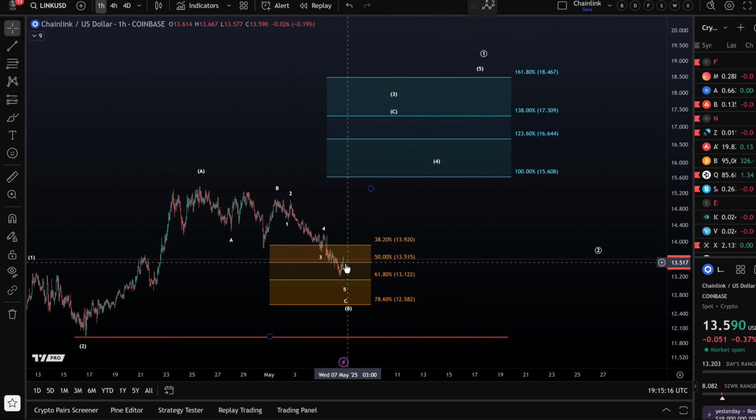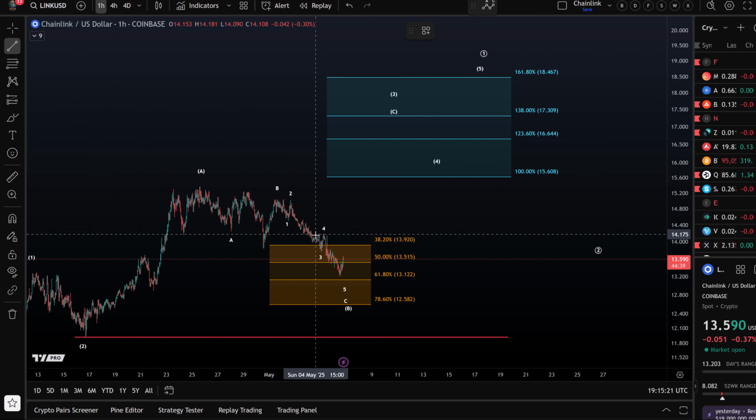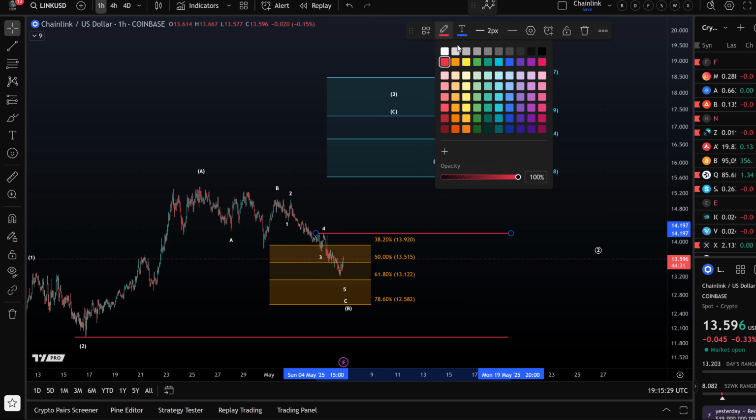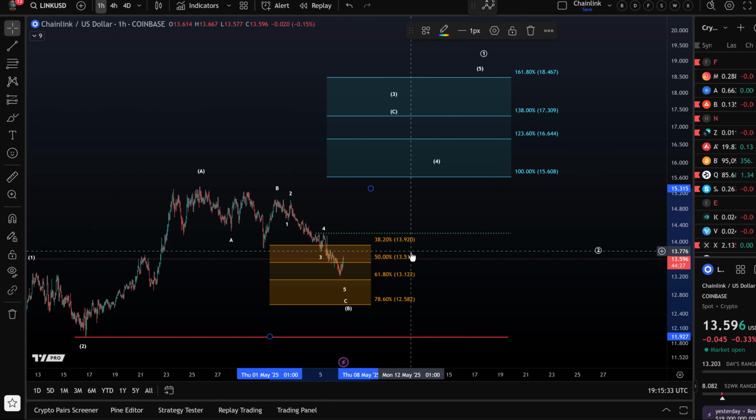Now, for a first indication that the C wave to the upside has started within the third wave, I need to see a break above the last swing high. And that last swing high is located around $14.20. So breaking above would be an early indication a low of sorts has formed. Yeah? I will highlight that as a green signal line that we can pay attention to.